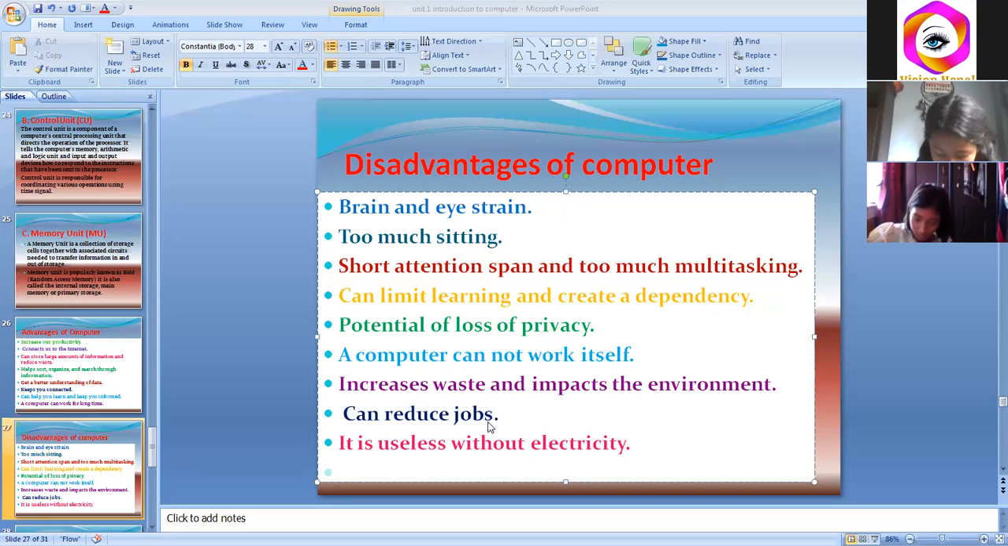Without electricity it can't be run. So these are the disadvantages of computers. Yeah, right? Note them and read them very properly and be prepared for exam.